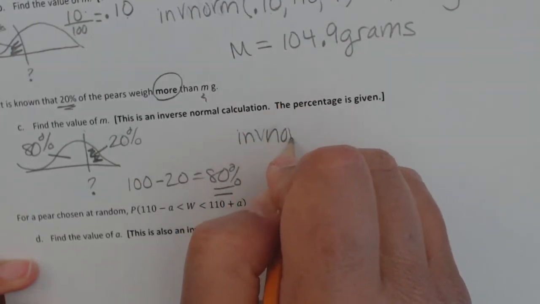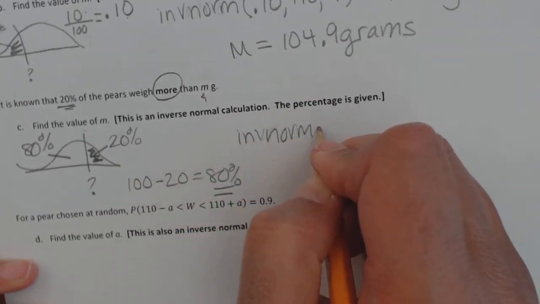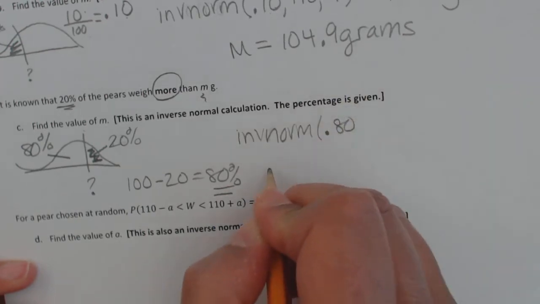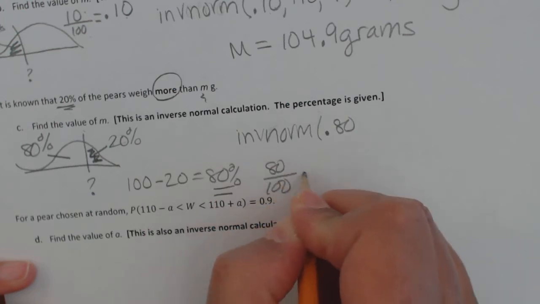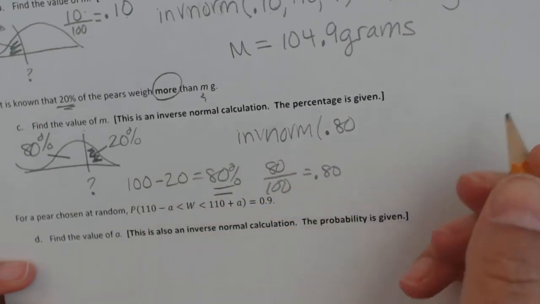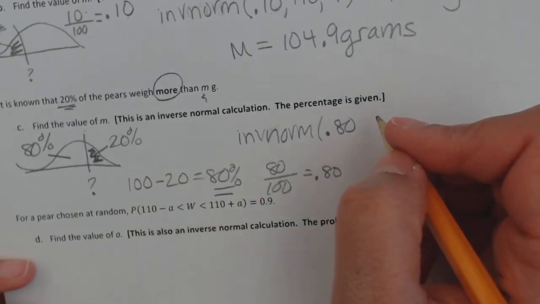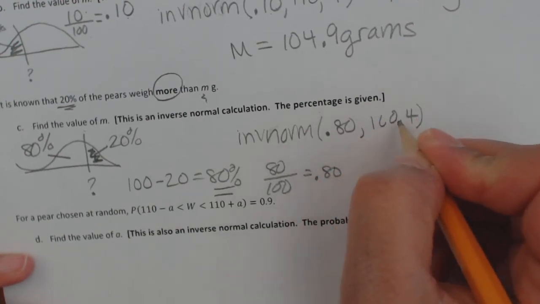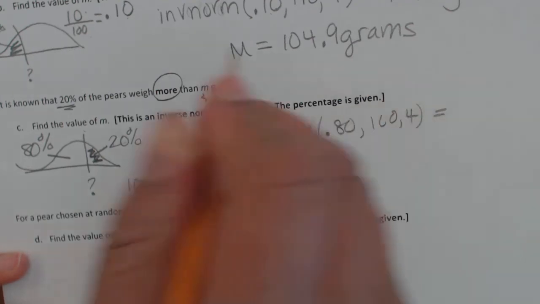We're going to be running an inverse norm, and we're going to be putting 0.80. Remember, changing 80 into a decimal, we can either divide by 100 or just move that decimal point over 2 places to the left, comma, 110, 4, mean, standard deviation.